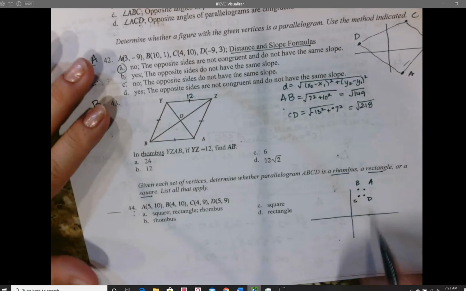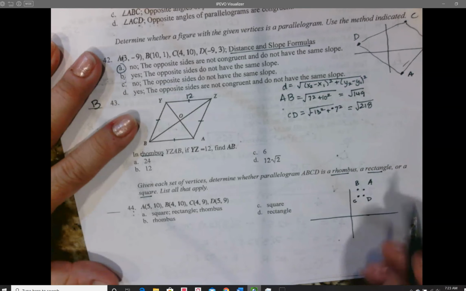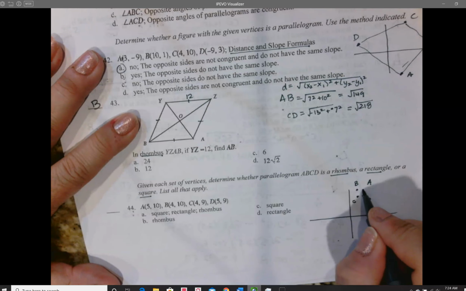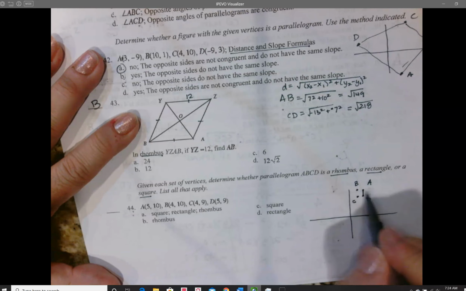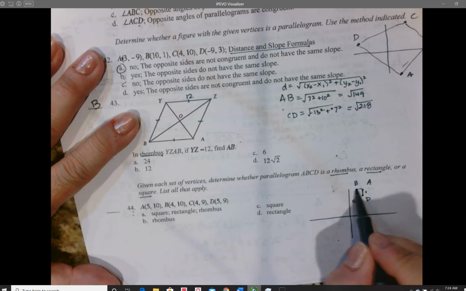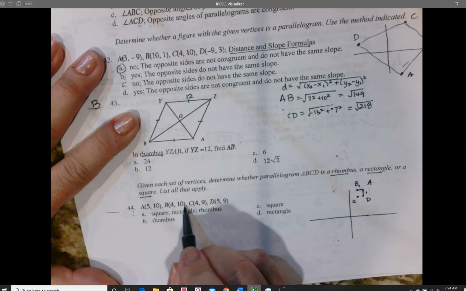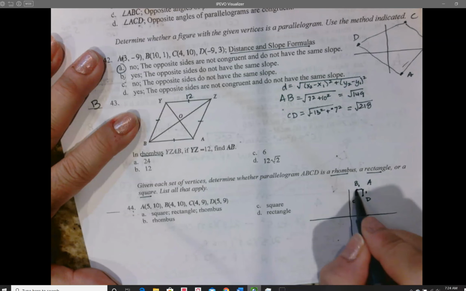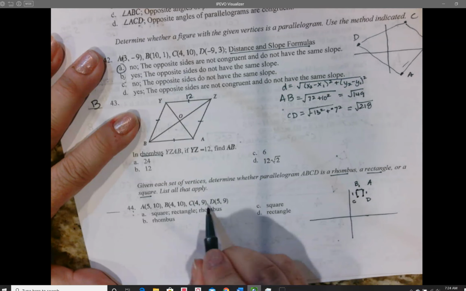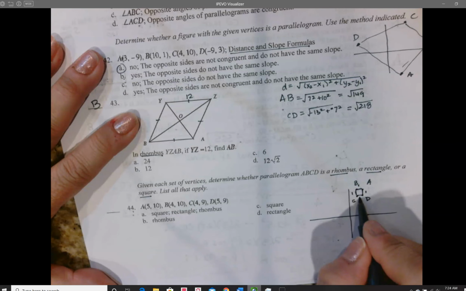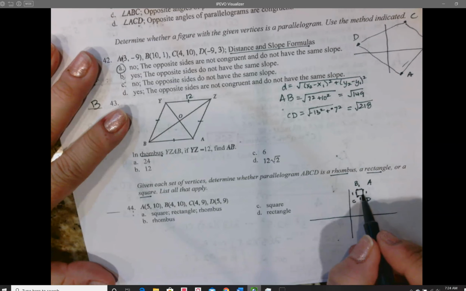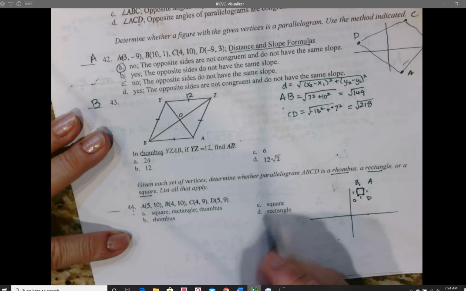Okay, so I don't really have to use distance formulas here. I can see A and D at 5, 10, and 5, 9, that's 1 unit. And from A to B, from 5 to 4, that's 1 unit. And from B to C, from 10 to 9, that's 1 unit. And 1 unit. Alright, so all these are right angles, all these are the same length. So this is a square.